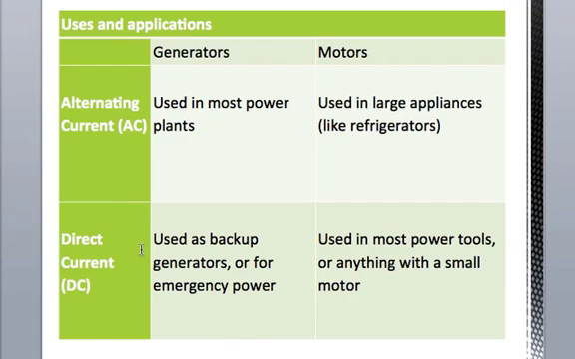DC current is usually used in small electronics, computers. It's used for emergency power, backup generators. And since it's the current that's produced by batteries, we're going to find DC motors most often in things like power tools or anything that has small motors in it, like toys, even things like cell phones. The little vibrating motor inside a cell phone that makes it buzz is actually just a little motor that rotates and gives kinetic energy, mechanical energy to your phone to make it move or vibrate.